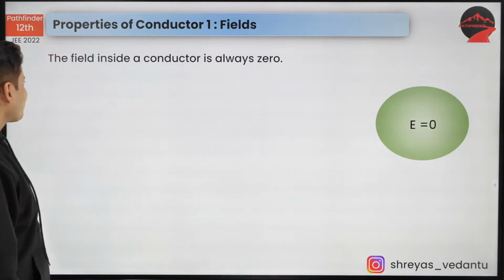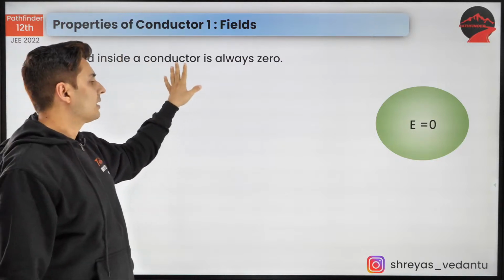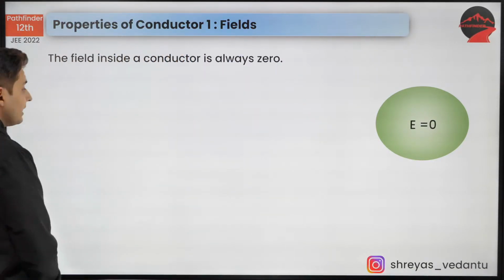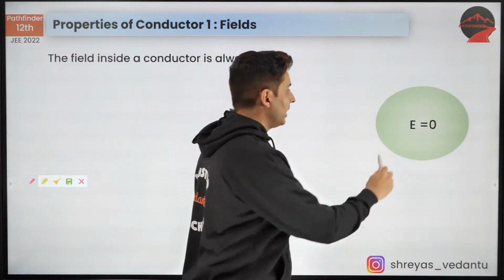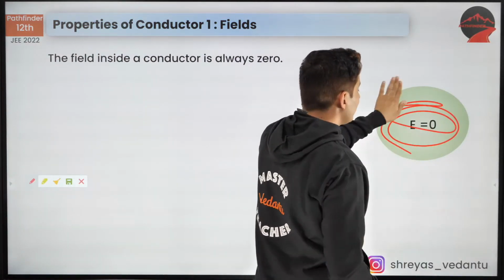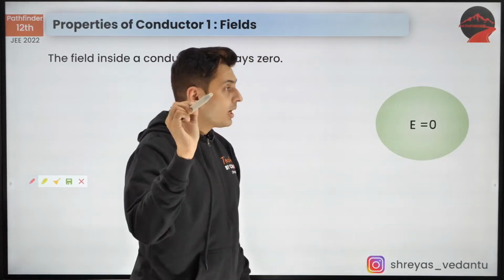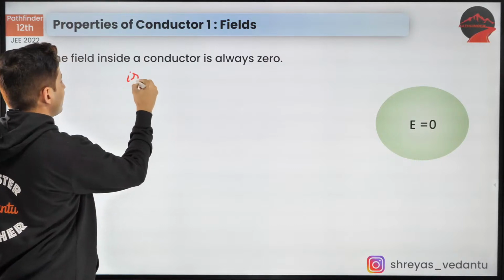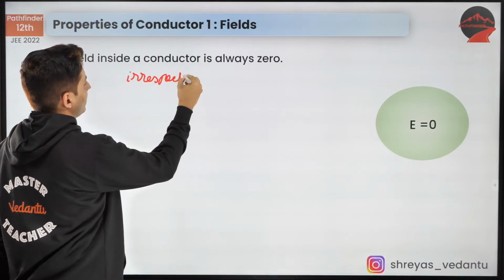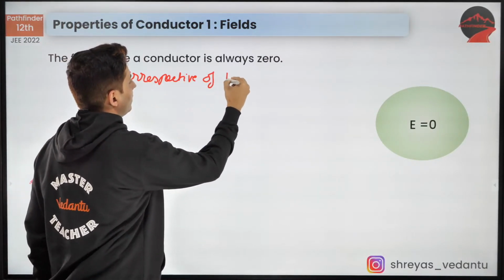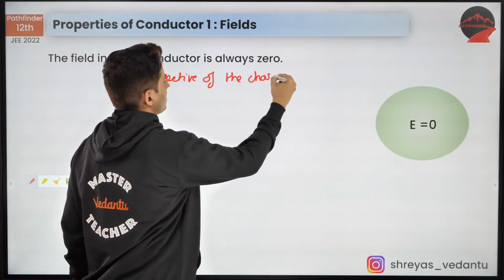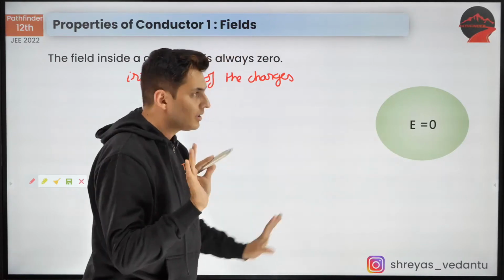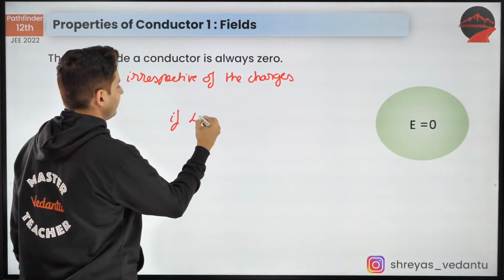Okay. So now the field inside a conductor is always zero. Very important property. So the field inside a conductor, that solid part which you see over here, will always have zero field. Why? Because no matter how the charges are. So guys, understand, this is irrespective of the charges and their location.